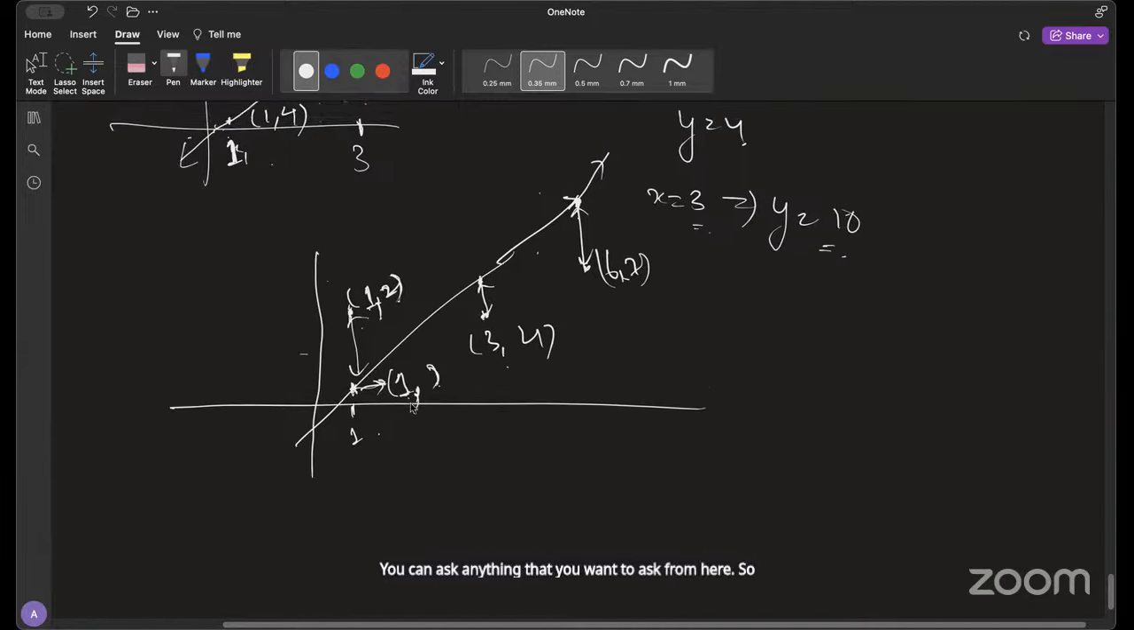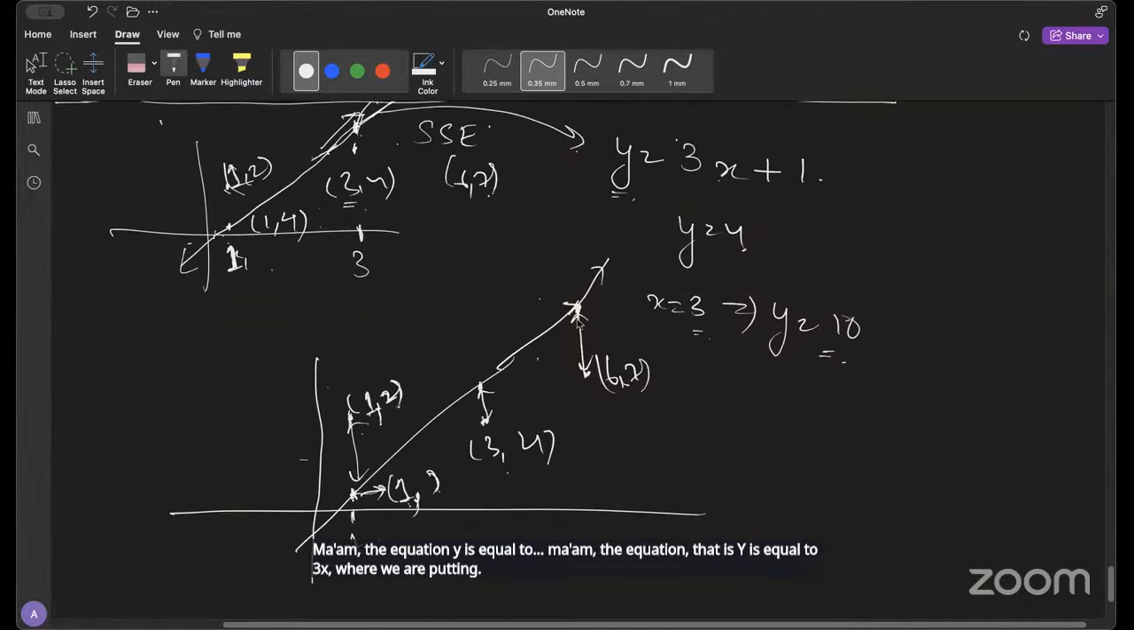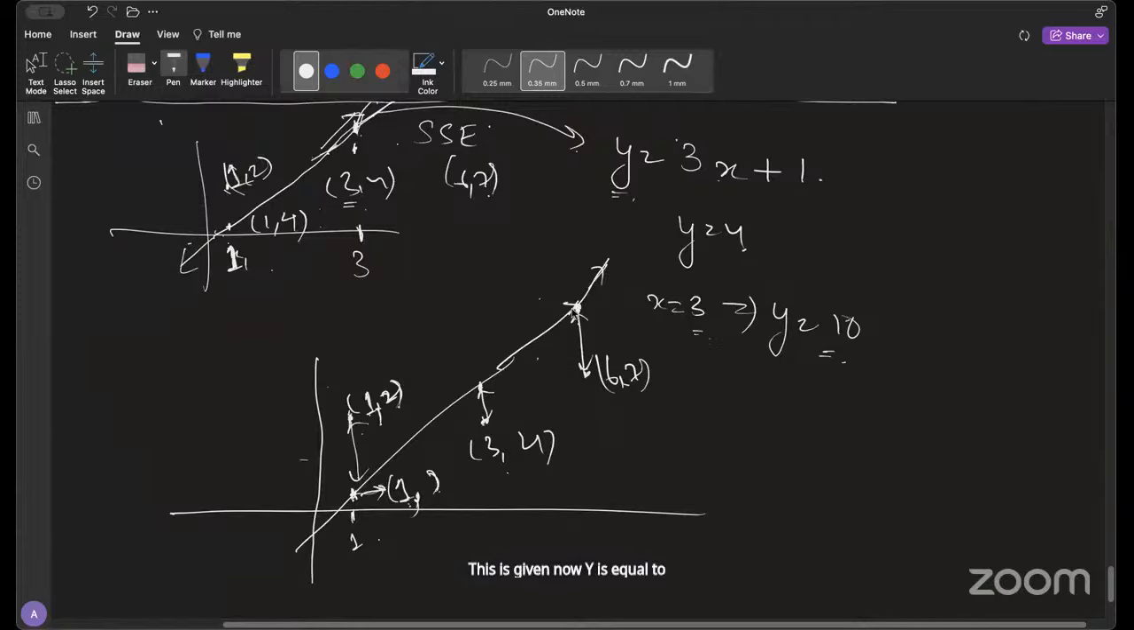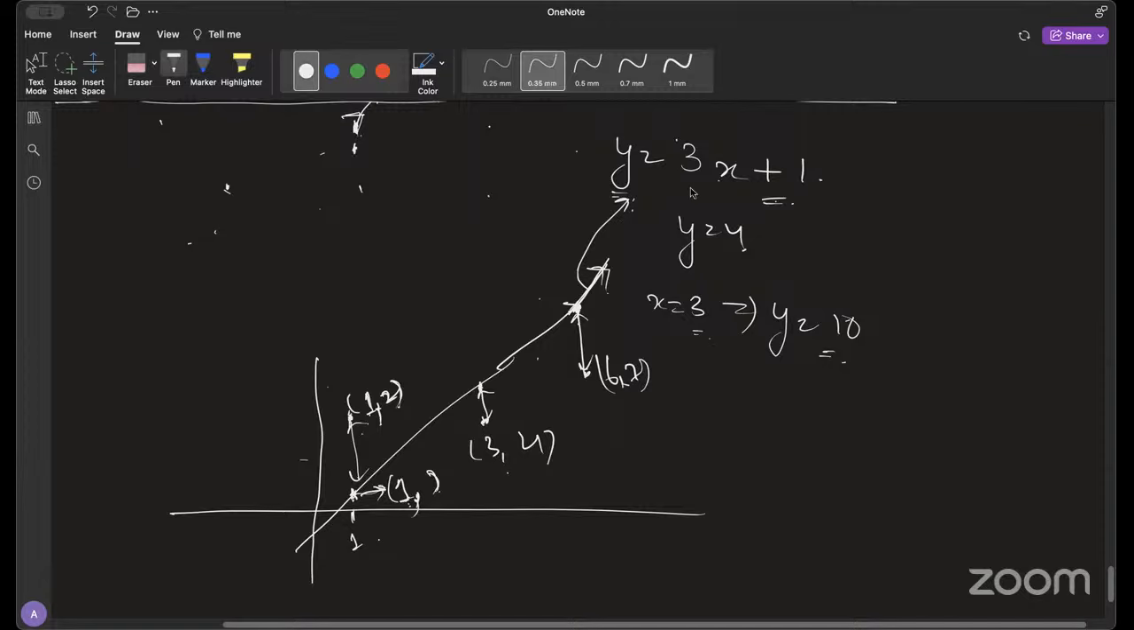Ma'am, the equation y is equal to 3x plus 1, this equation is given now? Yeah, this equation is always given to you. This equation is given and this is that line. This line is this equation. Forget about this, it is a little messy. This equation is the equation of this straight line.